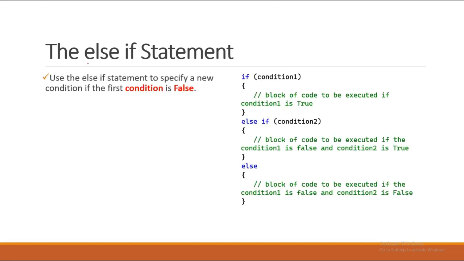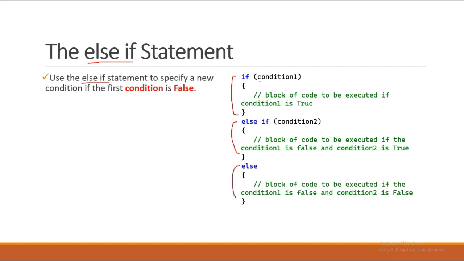Let's see another one. We use the else if statement to specify a new condition if the first condition is false. If we have two or more conditions, then we can use else if together with if. Here, how we can use it? You can see the if block, else if block, and else block.